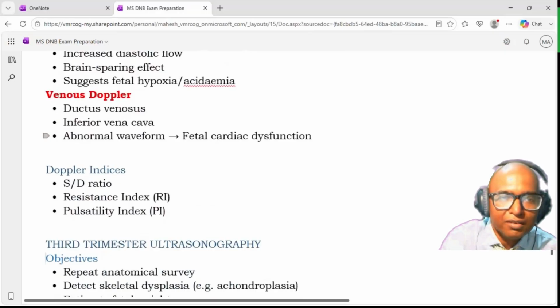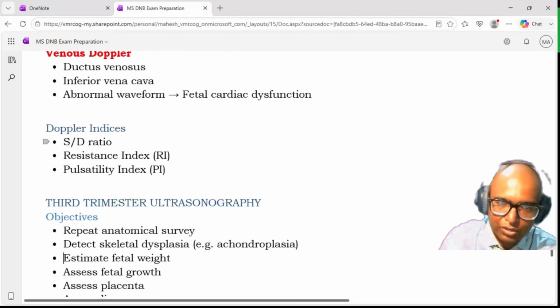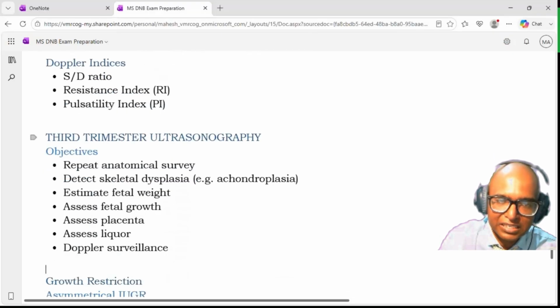Okay, then venous Doppler: ductus venosus, inferior vena cava. If you see an abnormal waveform, that is suggestive of fetal cardiac dysfunction. Okay, important indices are S/D ratio, resistance index, and pulsatility index. So S/D, RI and PI, these are the three Doppler indices.